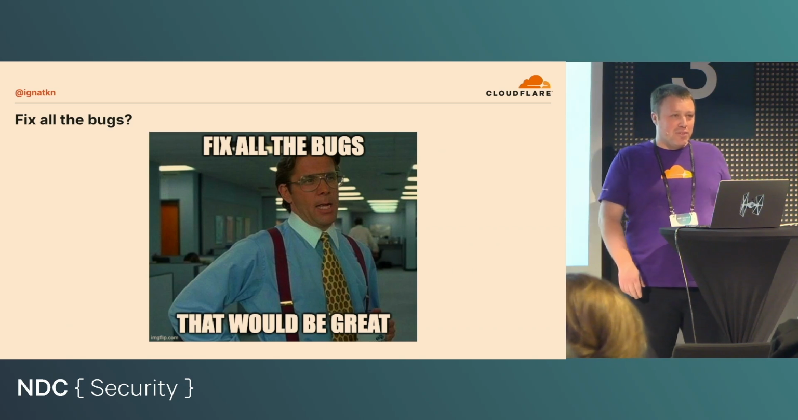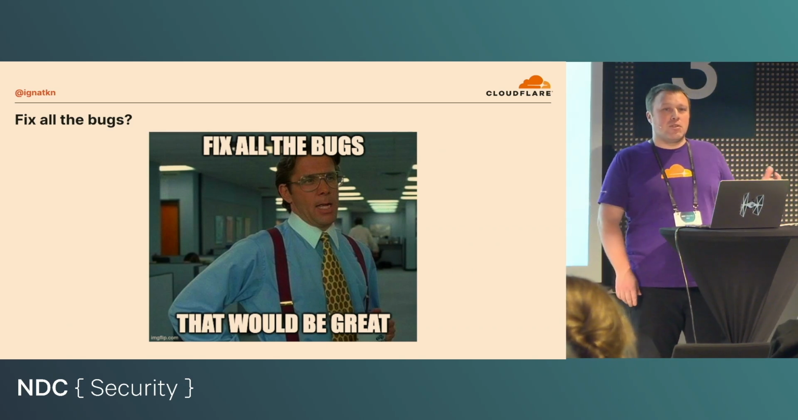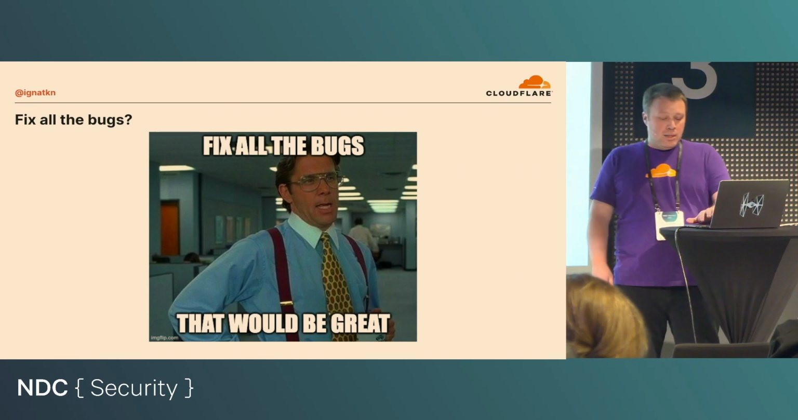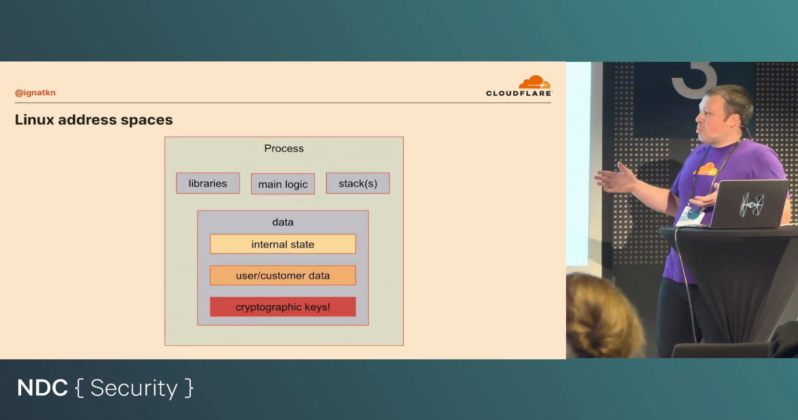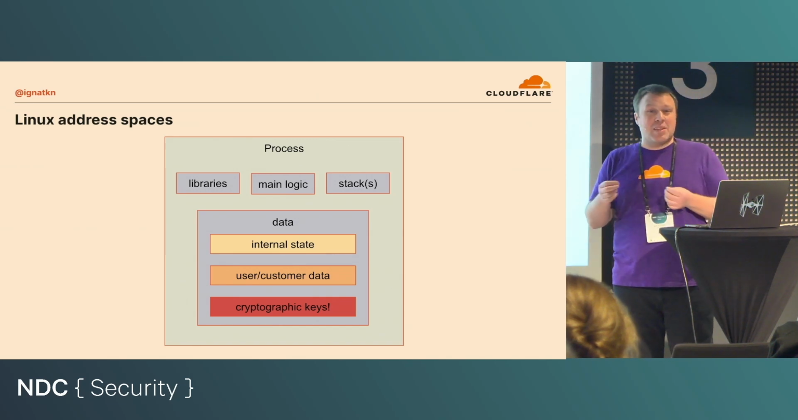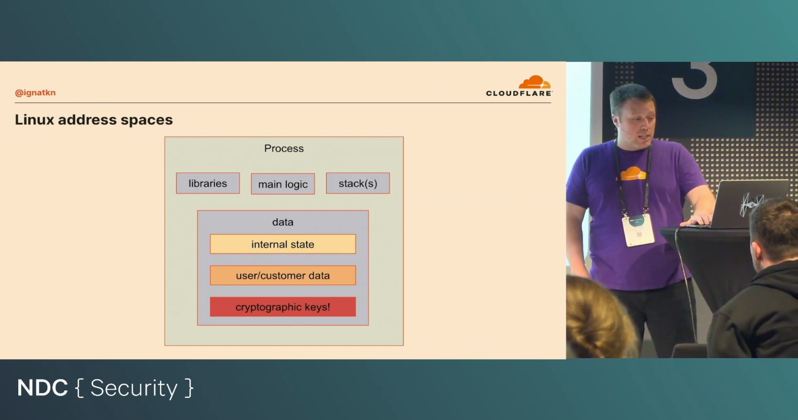So it's not possible to fix all the bugs, and therefore it's not possible to fully protect ourselves from memory access violation and application data leaks, right? But because cryptographic keys are so much more important than the rest of the data, can we do something specifically for cryptographic keys? Can we protect them better? And it turns out we can.